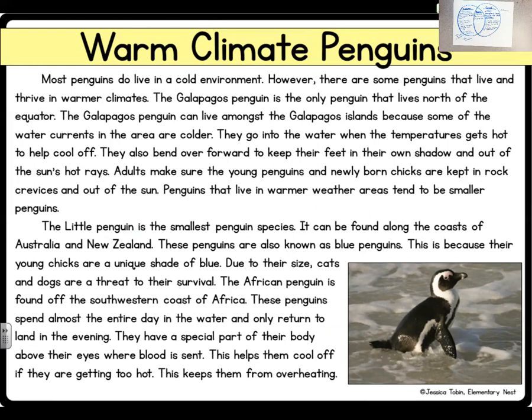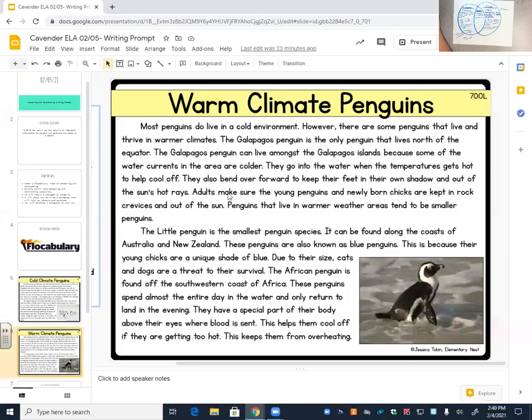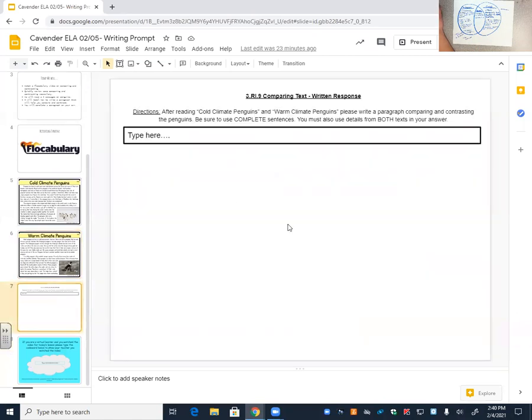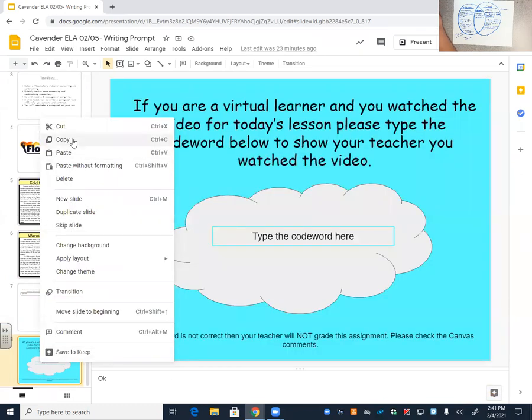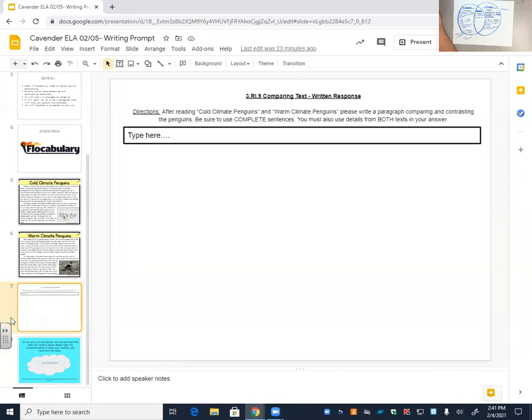All right. So if I look at my Venn diagram, I have a bunch of things that make them the same and a bunch of things that make them different. So now I'm going to write a paragraph using some of the things in my Venn diagram. So remember, while you're writing today, you want to use your Venn diagram to find the similarities and the differences and to help you write.